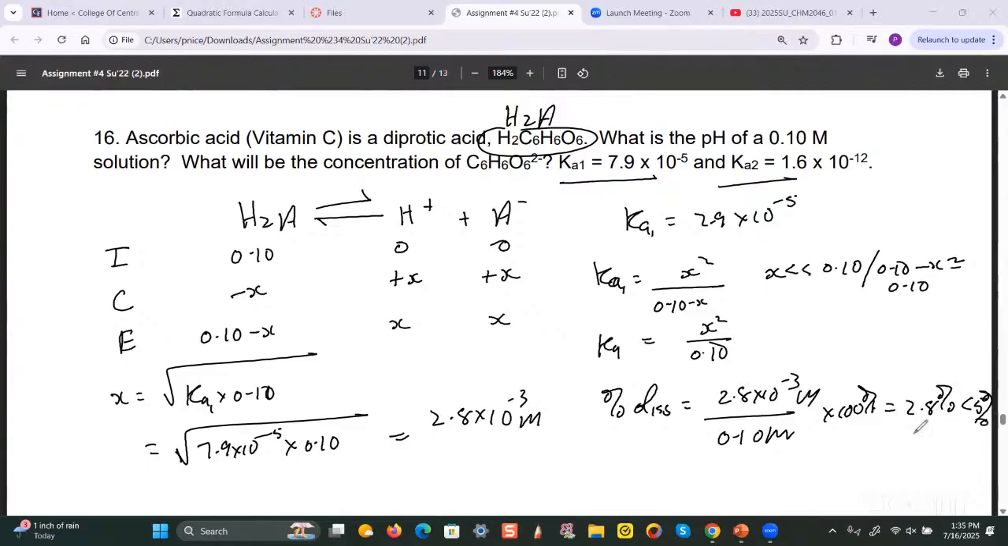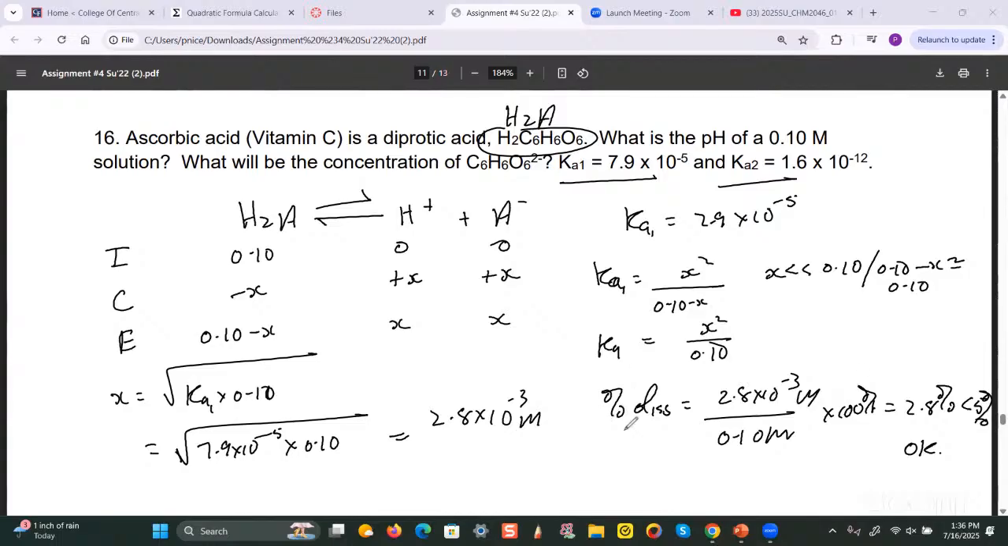Now, you might be wondering, what about the second dissociation? Do we take that into account? And the simple answer is no. You know why? If the first dissociation is so weak, that means the second dissociation is even much weaker. So we do not have to take the second dissociation into account when determining the pH.